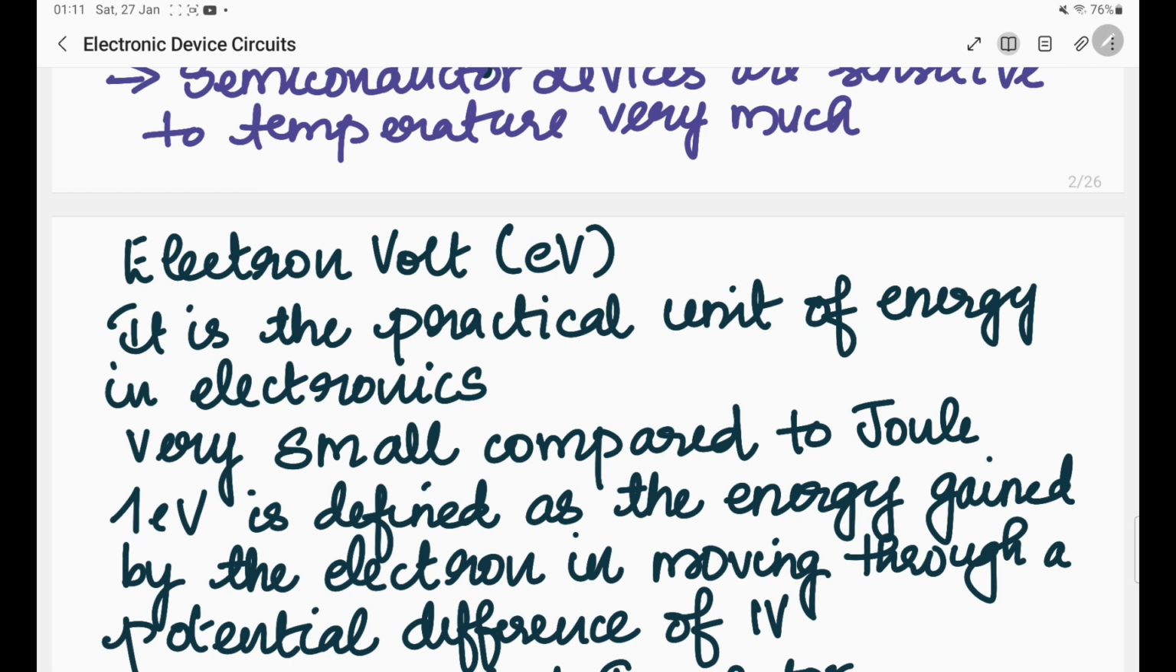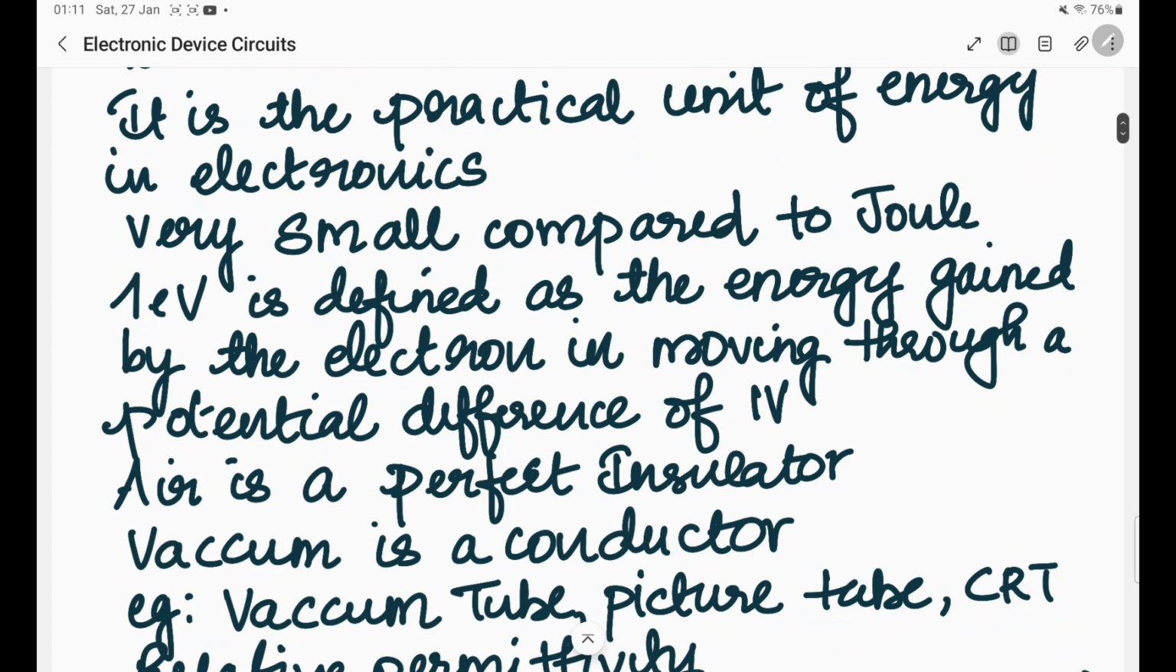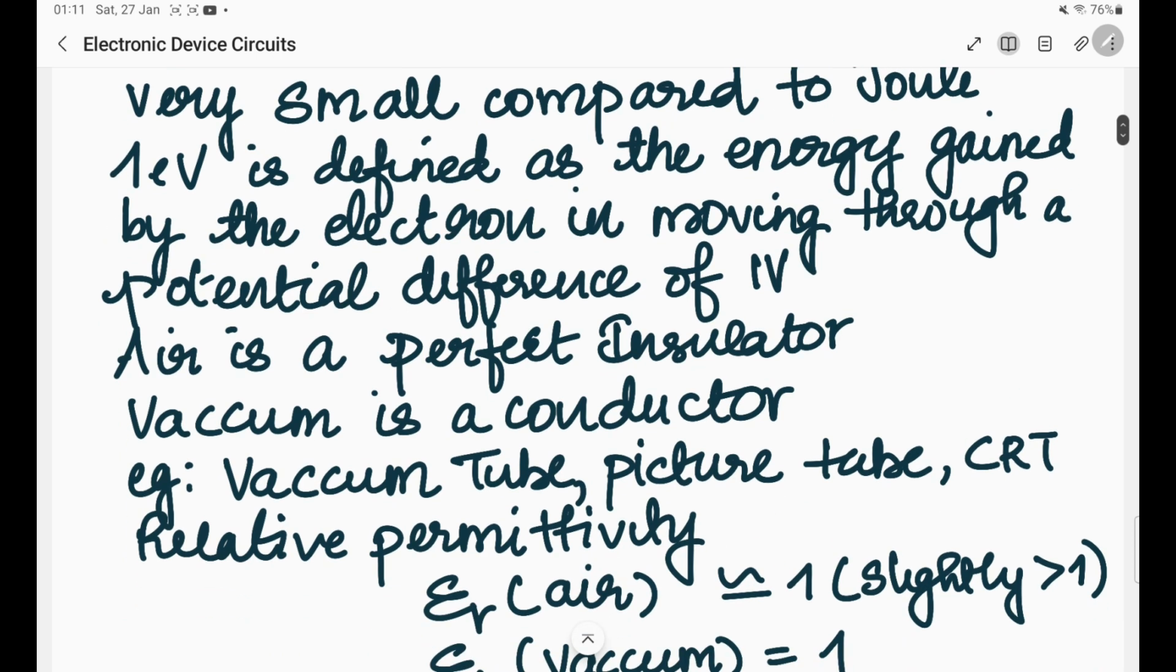Now, when you were dealing with the Boltzmann constant, you saw it written in terms of joules and also in Kelvin. We'll get a relation for that later. And next, let's learn two more points. Air is always a perfect insulator and vacuum is a conductor, for example vacuum tube, picture tube, CRT, etc.